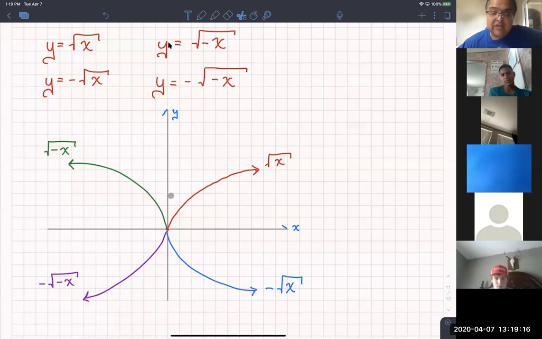And then the way it curves is dependent upon where the negatives are. If there's no negatives, this is the graph. If there's a negative on the outside, it flips across the x. Negative on the inside, it flips across the y. And if there's a negative in both places, it flips across both.